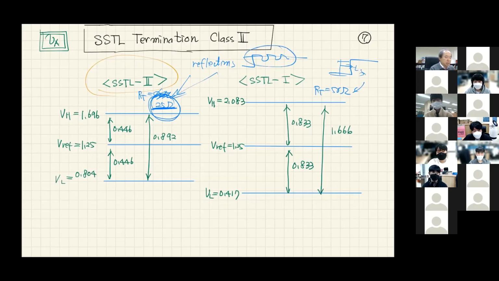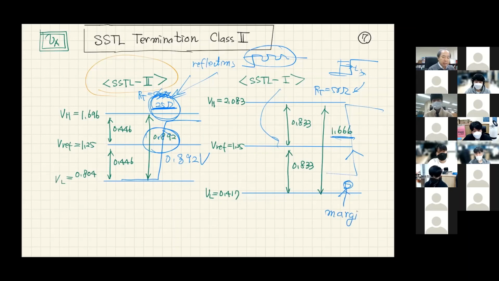But the advantage of here is that when we are switching from low to high, the voltage step is just 0.892 volt. But in this case, it is 1.6 volt. It is gonna have more voltage margin at the receiver side, but it's gonna have more simultaneous switching noise and more power consumption. So by having different combinations of terminations, we're gonna have different reference levels, different voltage swing, different power supply noise and different power consumption.